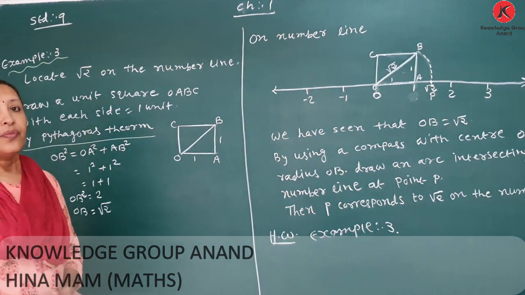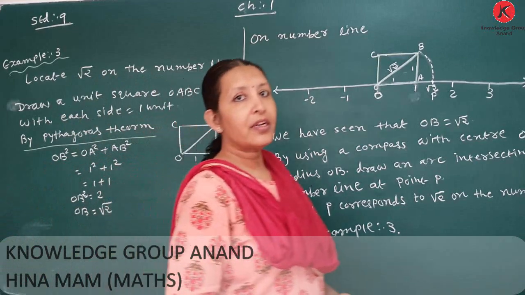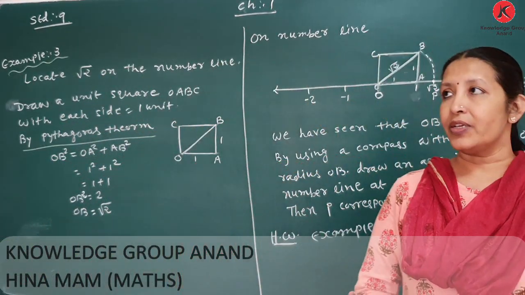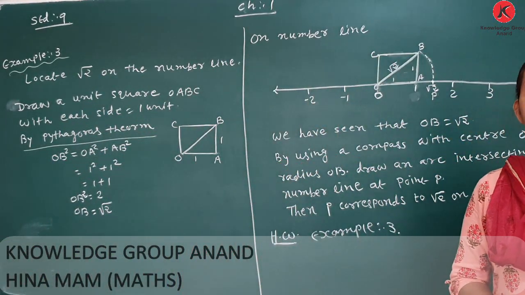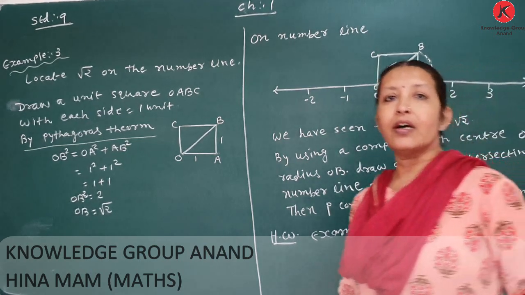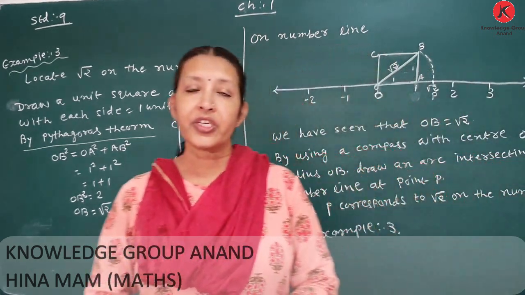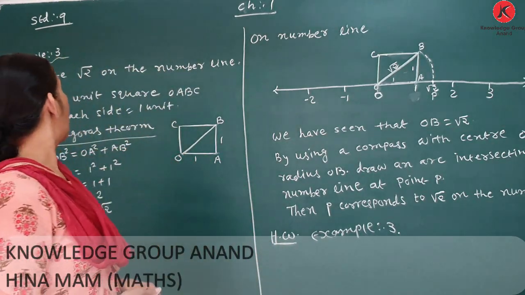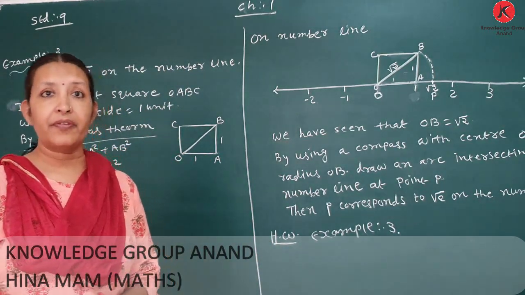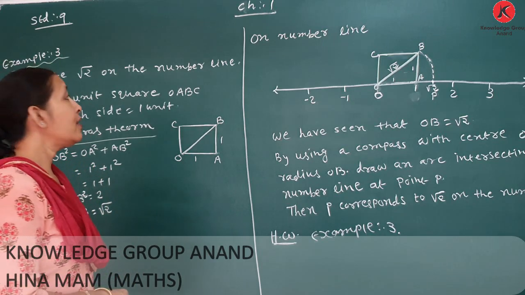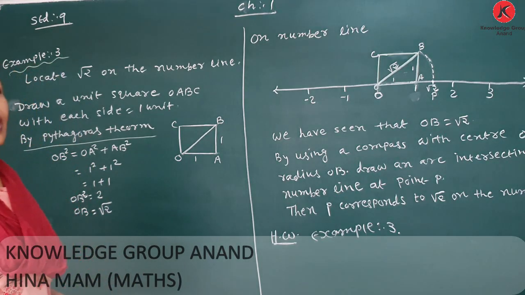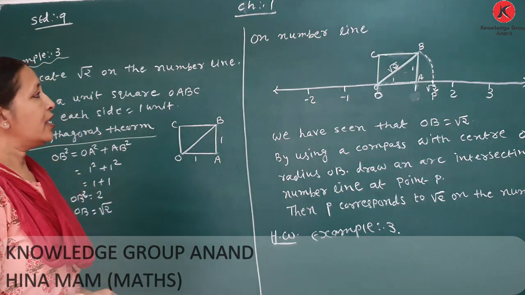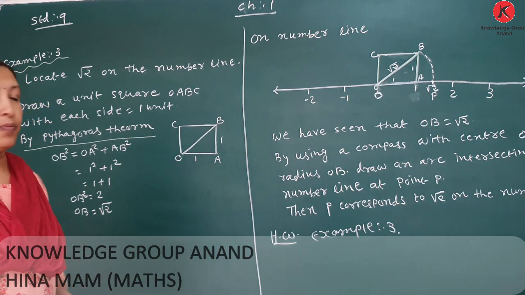Now we learned about irrational numbers in the previous lecture. Now we locate irrational numbers. How do we locate an irrational number on the number line?